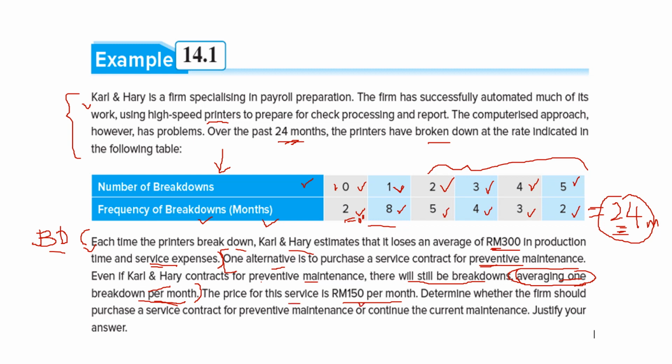Determine whether the firm should purchase a service contract for preventive maintenance or continue the current maintenance. So current maintenance here is the breakdown maintenance. So to choose between preventive or breakdown, justify your answer. So to make a decision here, we cannot just simply look at 150 compared with 300 ringgit here. We have to do some analysis and some cost calculations first before we make a decision.